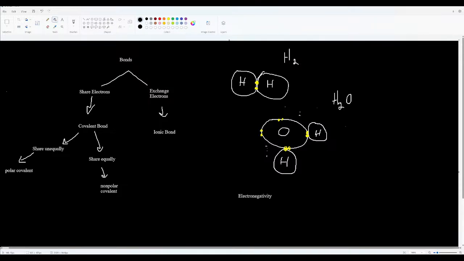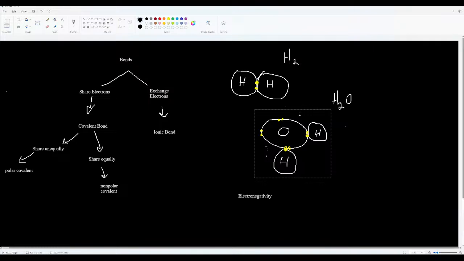Okay, so we just talked about polar covalent bonds, right? How one side is partially positive and the other side is partially negative, right? And that has to do with the electron affinity for oxygen. Oxygen pulling the electrons towards itself from hydrogen, right? Making itself more negative and making the hydrogens more positive. So what do we do with that?